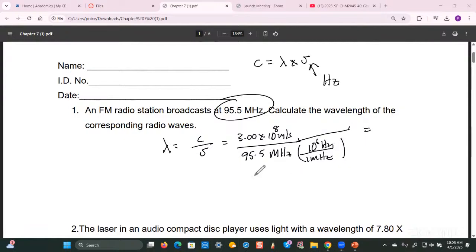So let's see what this gives. 3 times 10 to the 8 divided by 95.5 times 10 to the 6. And according to my calculations, this works out to be, to 3 sig figs, 3.14 meters, right? And that's basically how that is done. All right, and in terms of the units canceling out, megahertz will cancel out here and here. This hertz here will cancel out 1 over seconds here. So you're going to end up with meters as your final unit.